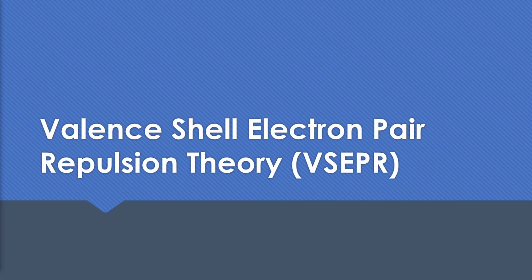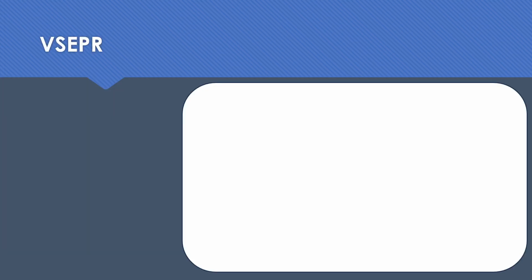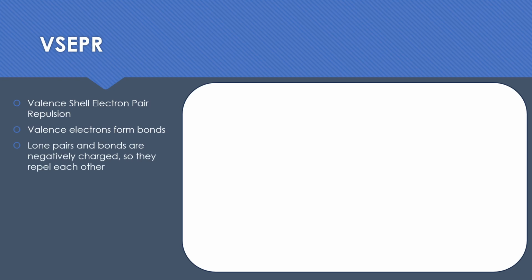All right, let's talk about valence shell electron pair repulsion theory, or VSEPR. VSEPR is basically a way of thinking about how atoms form bonds. In valence shell electron pair repulsion theory, the bonds within a covalent molecule are formed from the valence electrons, and because the lone pairs and the bonds themselves are electrons, which are negatively charged, they repel each other. So they're going to try to maximize the distance between each other.